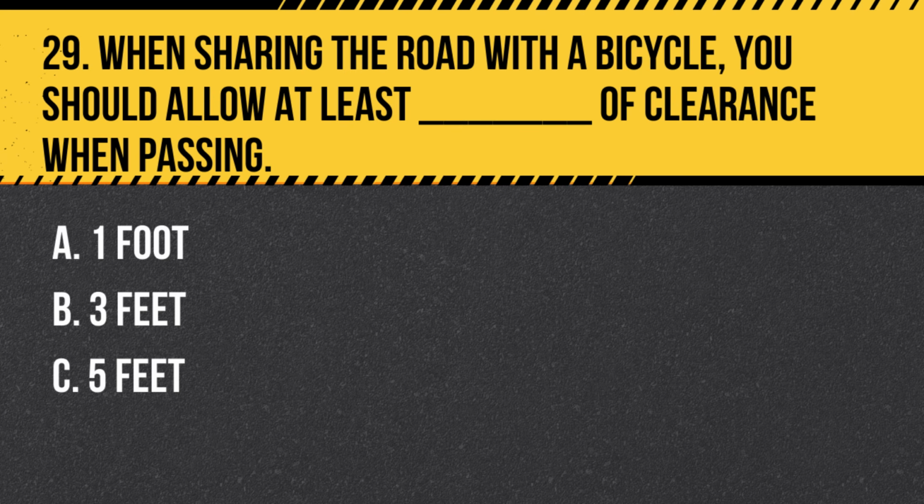Question 29. When sharing the road with a bicycle, you should allow at least blank of clearance when passing. A. 1 foot. B. 3 feet. C. 5 feet. Answer. B. 3 feet. Allow at least 3 feet of clearance when passing a bicycle to ensure their safety and prevent collisions.